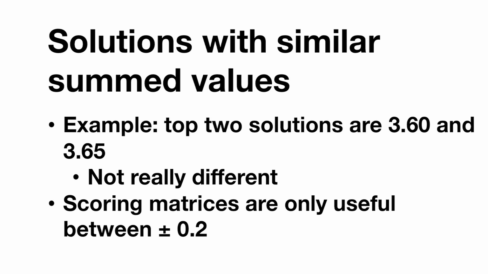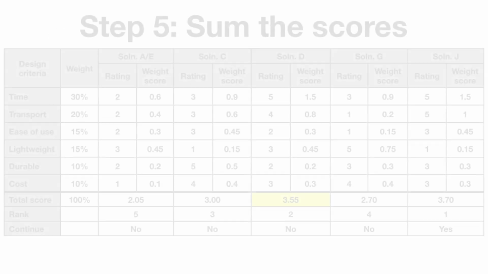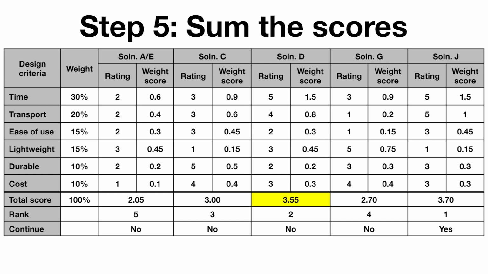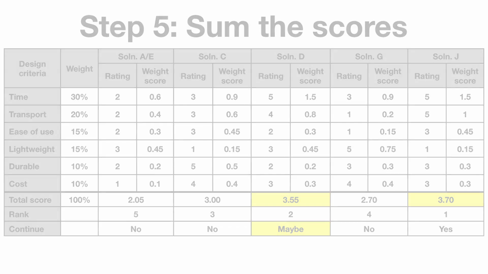So if we look back at our own scoring matrix, solution D has a total score of 3.55, which is only 0.15 less than our selected solution of solution J. So maybe solution D should be listed as a maybe. In reality, results of P matrices are only as good as the numbers that go into them.